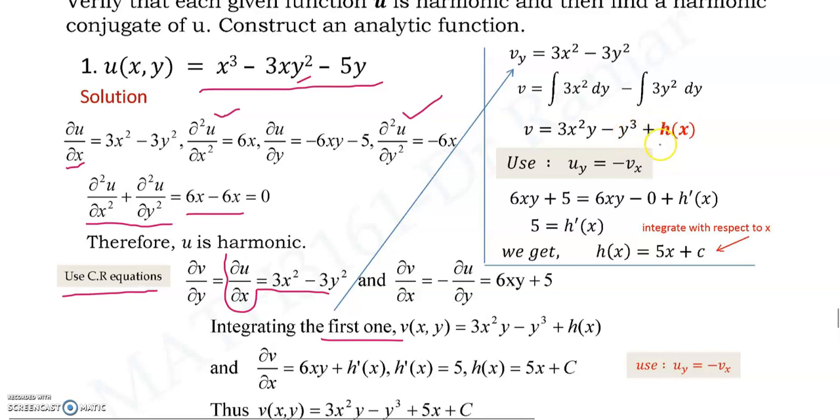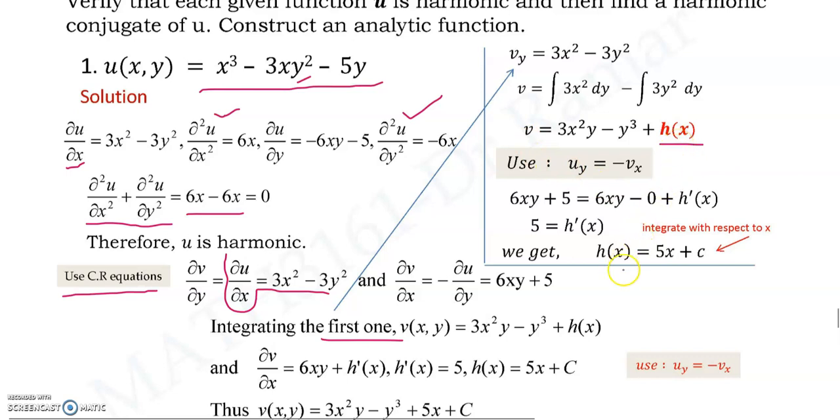Here, why am I putting this h of x? Because we know that after the integration we have to add one constant. Why did I put h of x? Because here, with partial derivatives, we are integrating with respect to y, therefore x is also a constant, so I put h of x. Now how to find h of x?